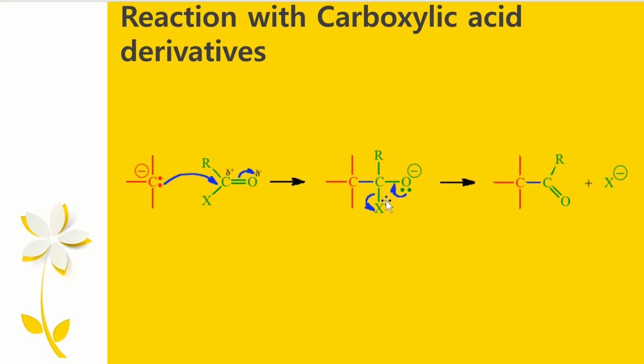So again, we follow our electrons and we follow the arrow to understand the movement of electrons. So again, we have our carbanion and we have a new carbon-carbon bond forming, and we end up here with a new carbon-carbon bond.